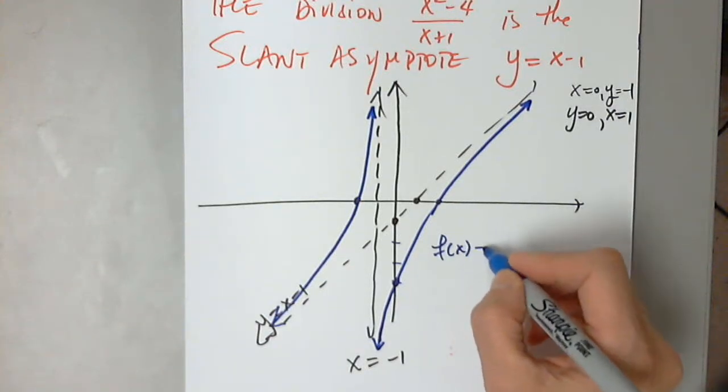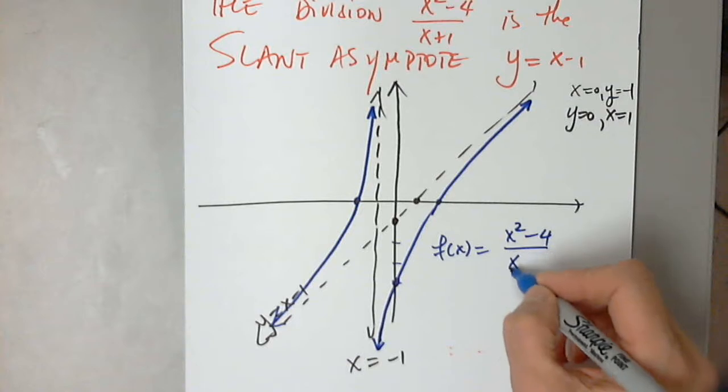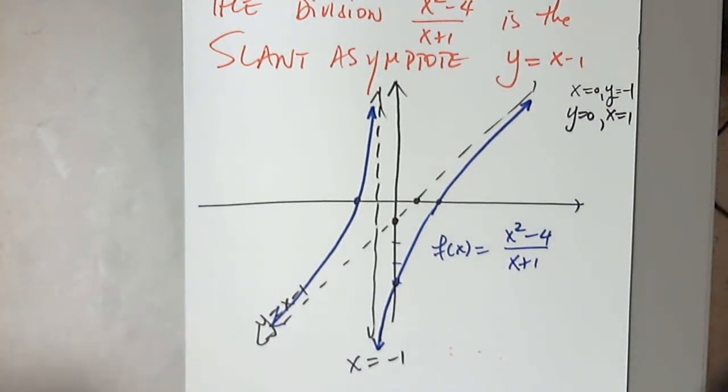So this was f of x, x squared minus 4 over x plus 1. So we really mean it. The function has to approach the asymptotes. When it goes to infinity, approaching that, when it goes to negative infinity, approaching this way. And of course the vertical asymptote.